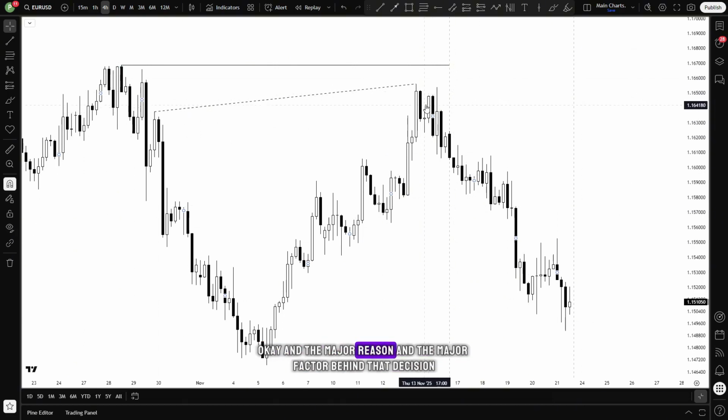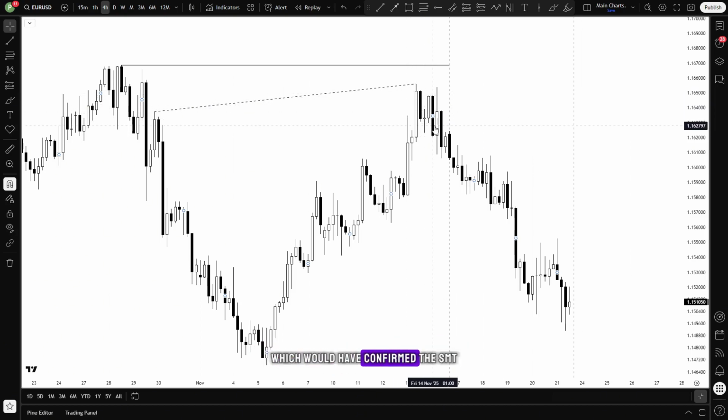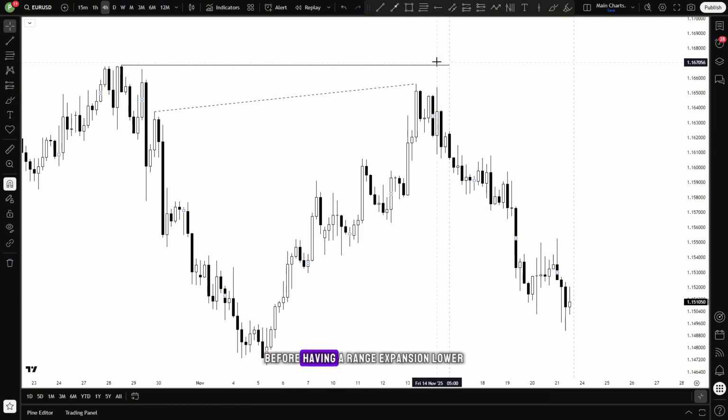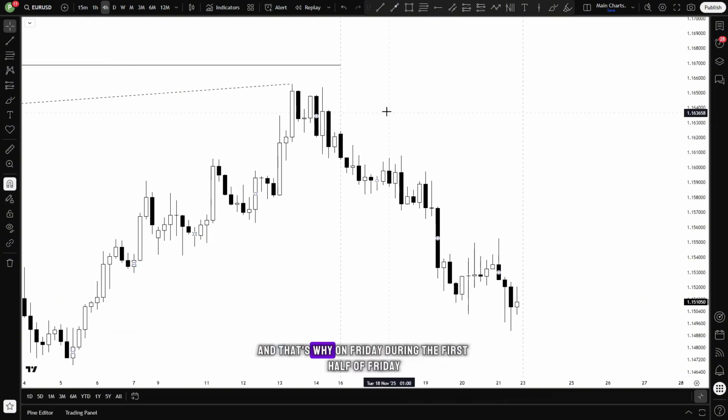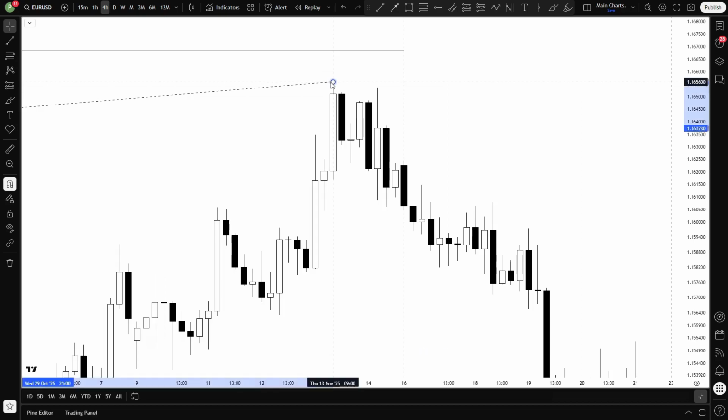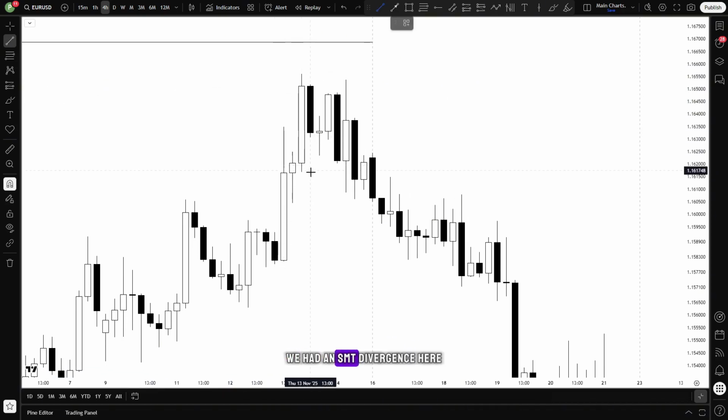Okay, and the major factor behind that decision on Friday was that we still didn't have any CSD to the downside, which would have confirmed the SMT. For that reason, I still had the weekly CRT high as my target before having a range expansion lower. And that's why during the first half of Friday, I took a bullish trade right here. We had an SMT divergence here.